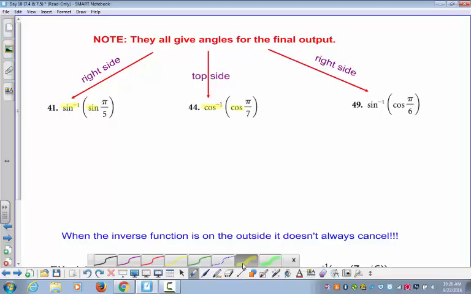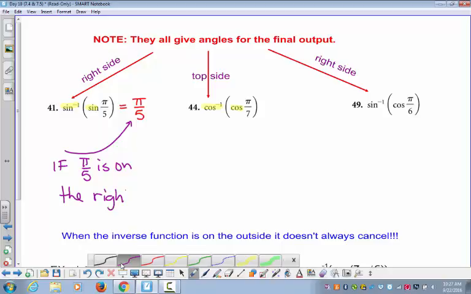We are really good now at realizing that inverse sine is an angle on the right. If this angle on the inside is an angle on the right, then we just erase the function and its inverse. Do you agree that pi over 5 is on the right?